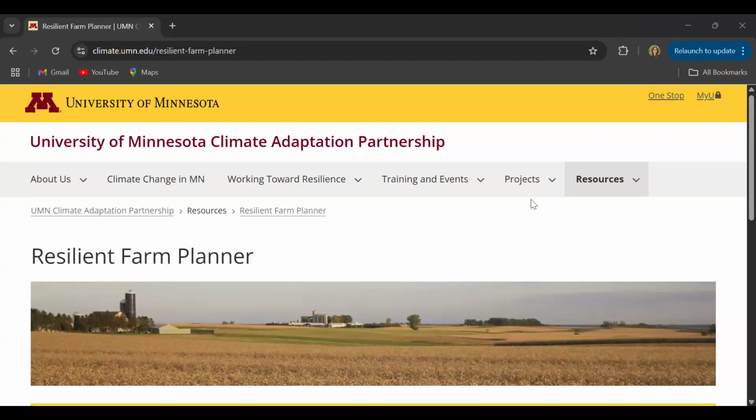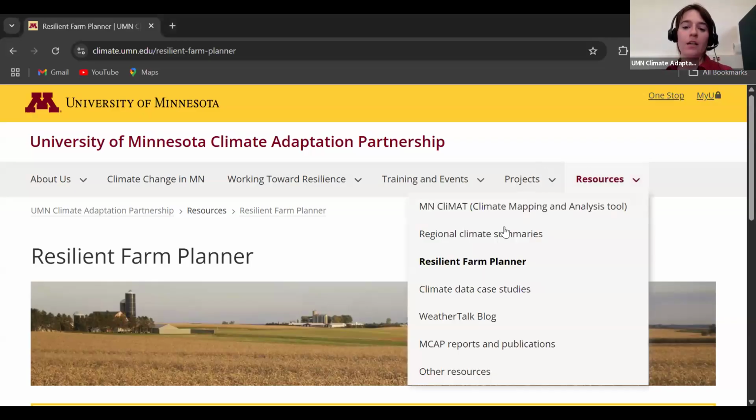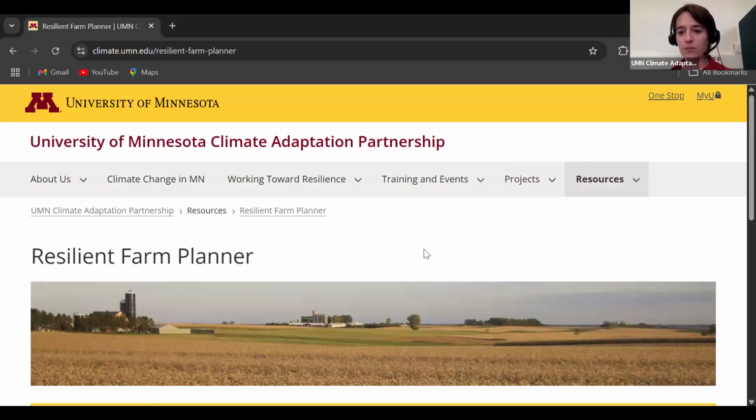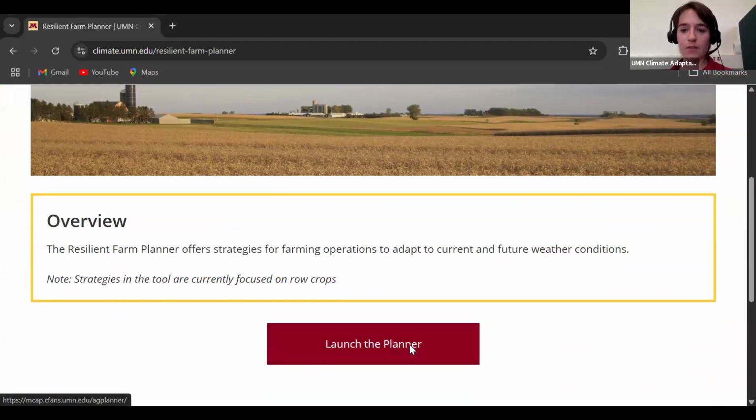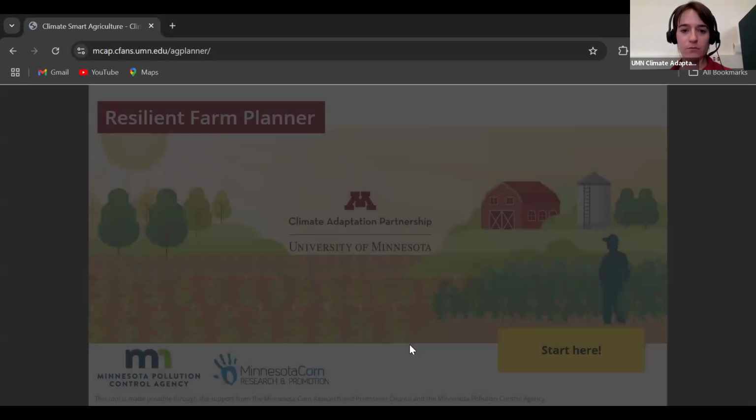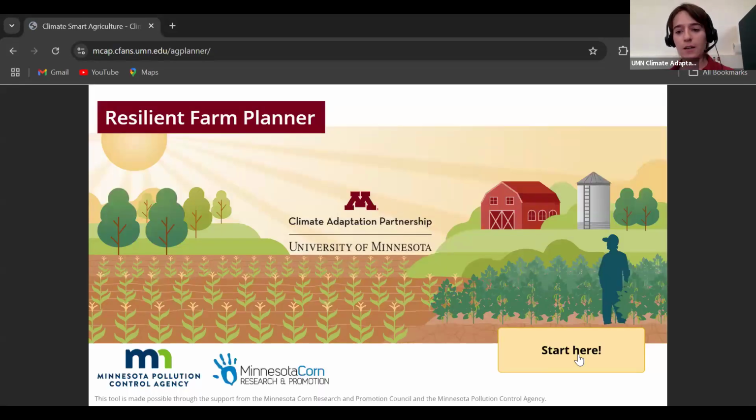Yep, it looks good. Okay, so this is where you'll find the tool on our website. If you click on resources, you'll then click on Resilient Farm Planner. I believe Lauren has dropped the link to this tool in the chat. You'll then click on Launch the Planner, and then you'll click on Start to work through the planner.